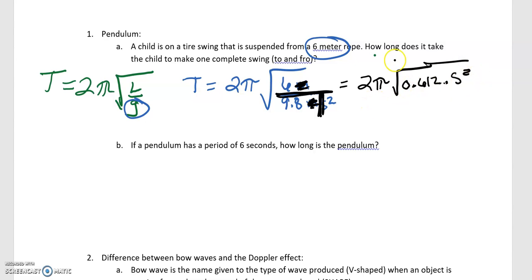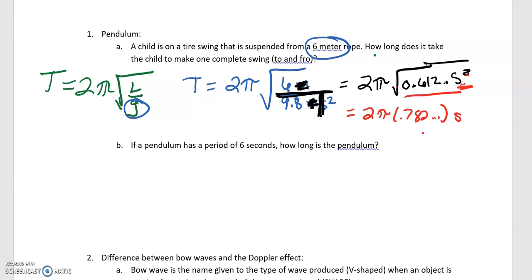Now, at this point, when I square root this number, I have to also square root the unit. So the square in the square root on the label will allow my units to turn into just seconds. So I'm going to go ahead and take the square root of the numeric portion of it. Let's see. And that ends up giving me 2 pi times 0.782, etc. And that is still going to be in seconds. Then I can go ahead and just multiply by 2 pi.